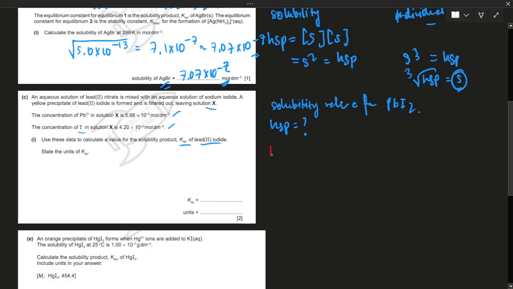We just have to form the expression, which is KSP equals Ag plus ion. And sorry, I really apologize. I'm a bit sleepy. Anyways, let me just start over again.